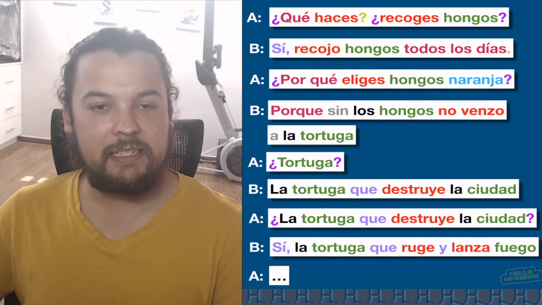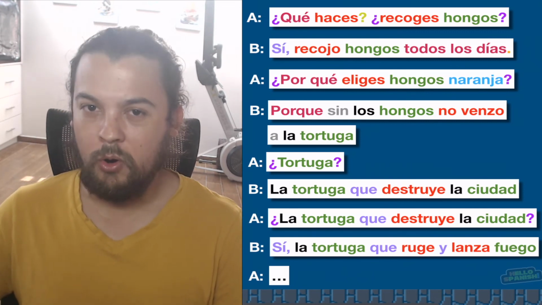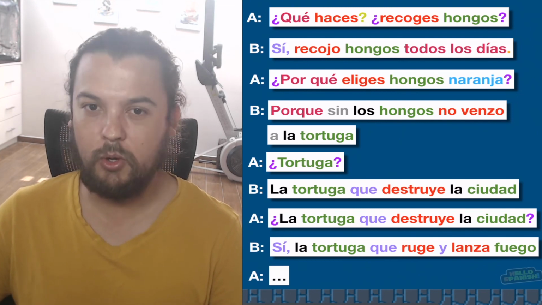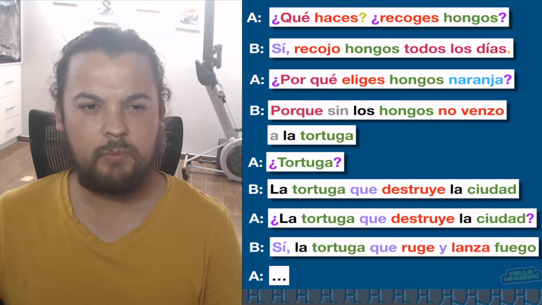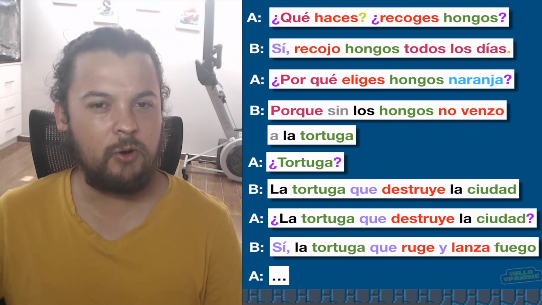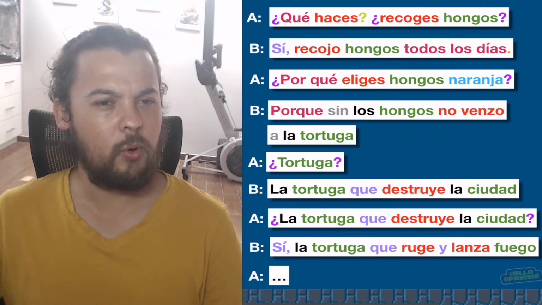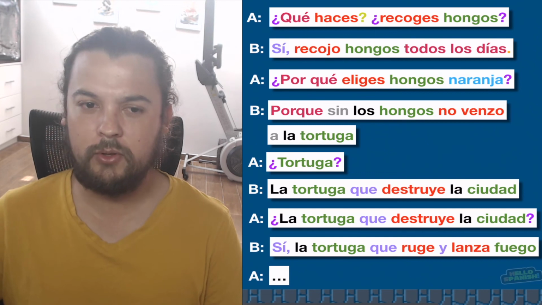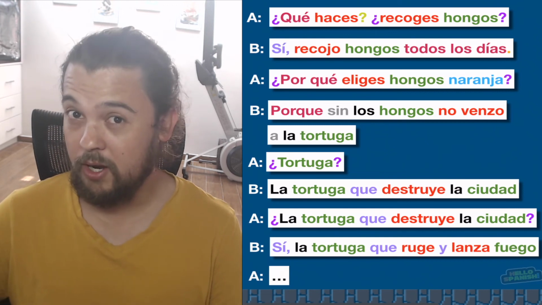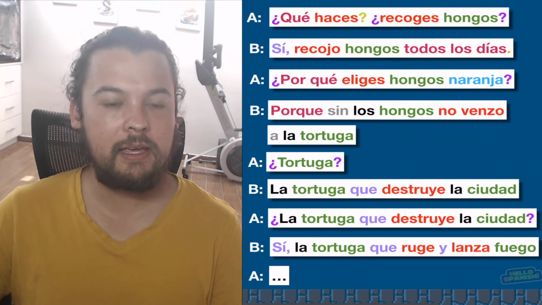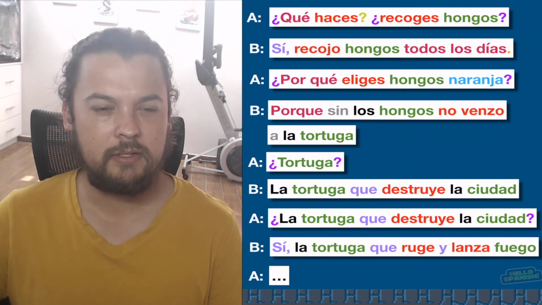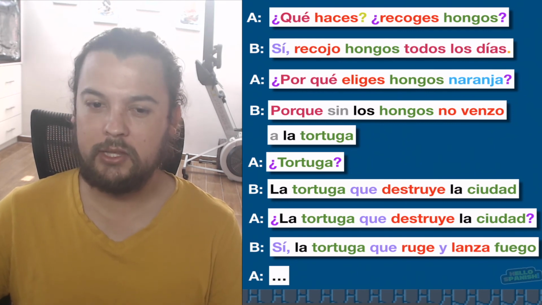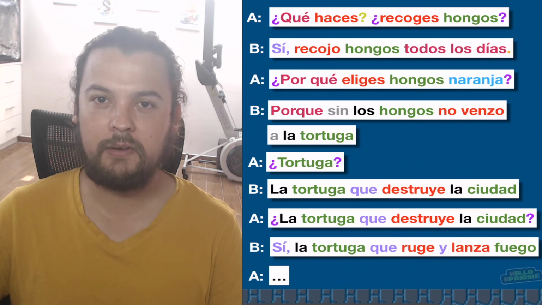¿Qué haces? ¿Recoges hongos? Sí, recojo hongos todos los días. ¿Por qué eliges hongos naranja? Porque sin los hongos no venzo a la tortuga. ¿La tortuga? La tortuga que destruye la ciudad. ¿La tortuga que destruye la ciudad? Sí, la tortuga que ruge y lanza fuego.